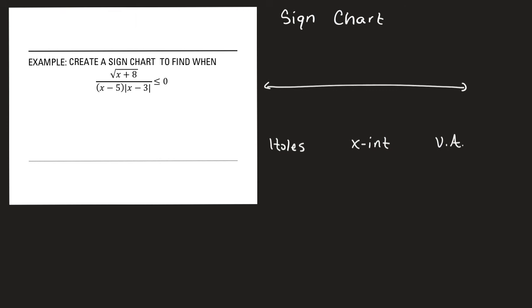Okay, there are no holes in this graph. The x-intercept is going to come from that square root function in the numerator. And my vertical asymptotes are going to come from my two factors in the denominator. One of them is inside an absolute value, and that's going to affect our plug-in values, but not how we find the vertical asymptote.